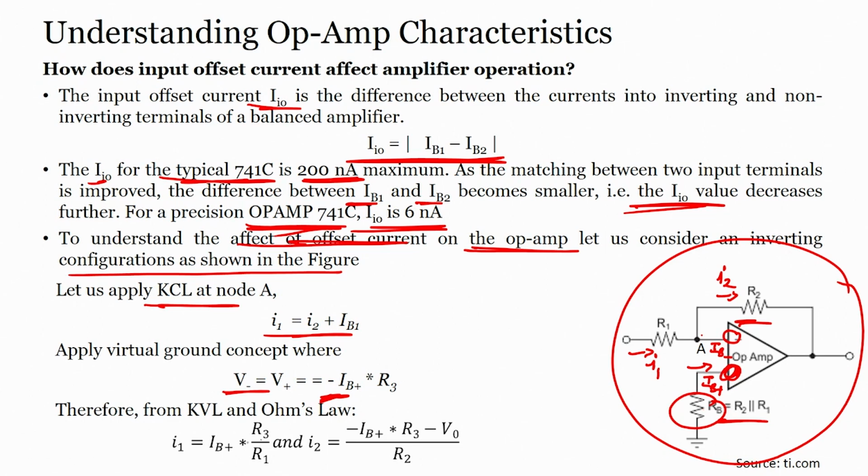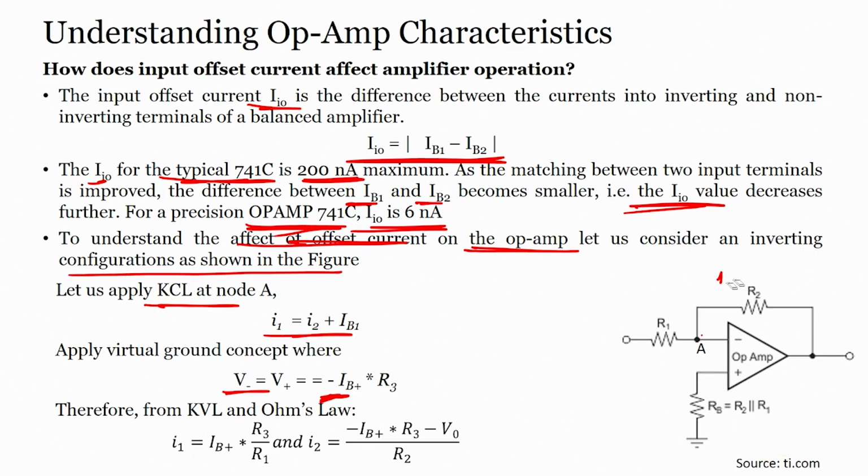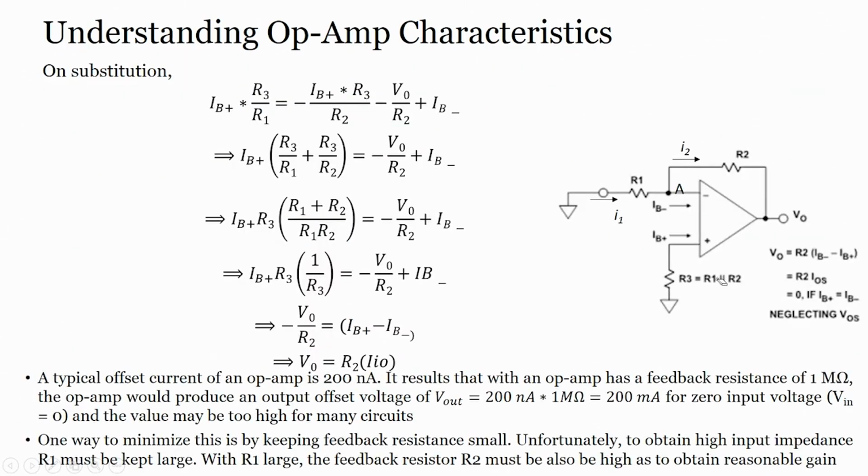From Kirchhoff's current law, I1 is IB plus into R3 by R1, and I2 is minus IB plus into R3 minus VO, divided by R2. On substituting the values, we have IB plus into R3 by R1 equals minus IB plus into R3 by R2 minus VO by R2 plus IB minus. If I solve this equation further, VO will be equal to R2 into IOS.